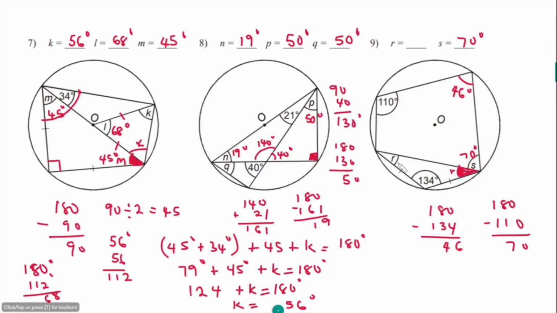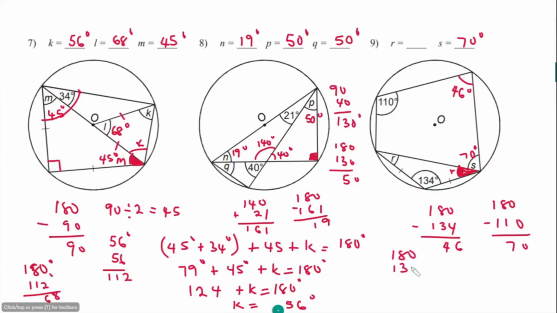Okay, angle R plus angle R plus 134 will give 180 degrees. So if I add up, what I'm going to add is 180. One easy way to get angle R is to subtract 134 from 180.